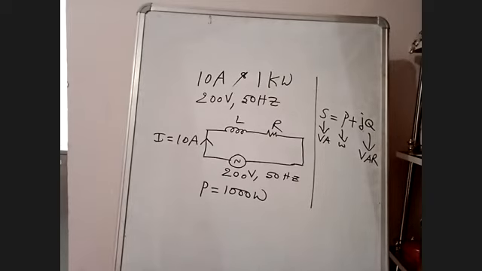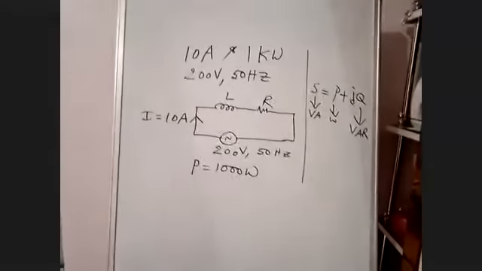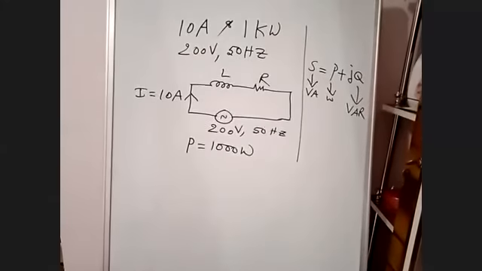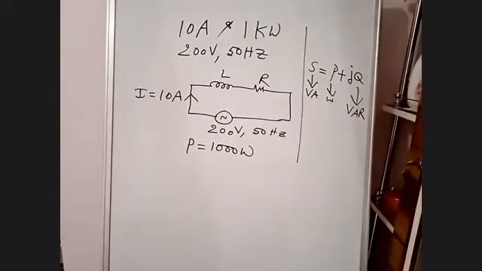Based on the data, I have drawn the diagram. Now I have to determine the Z value in Cartesian form and also in polar form. First I determine it in Cartesian. Cartesian form is also called rectangular form. Rectangular form means A plus JB. A is the real part, B is the imaginary part.